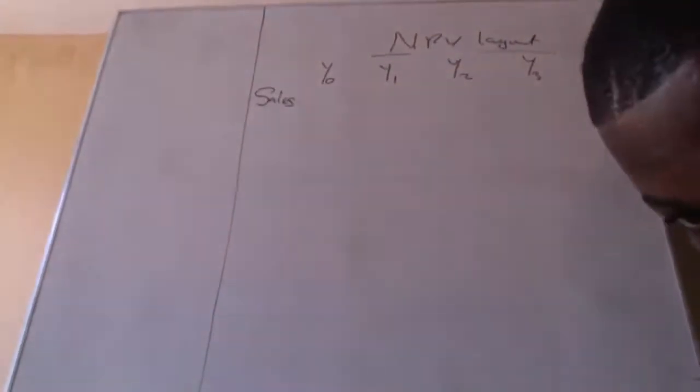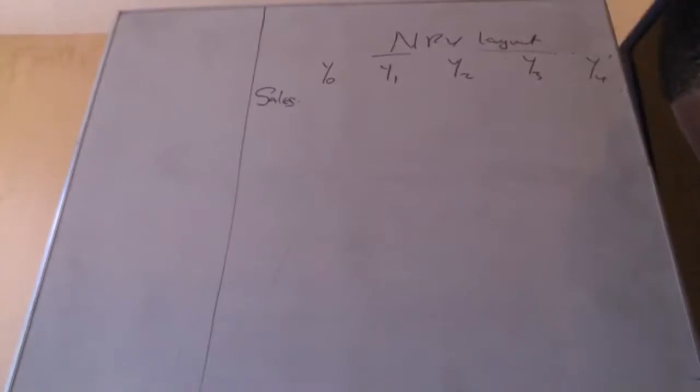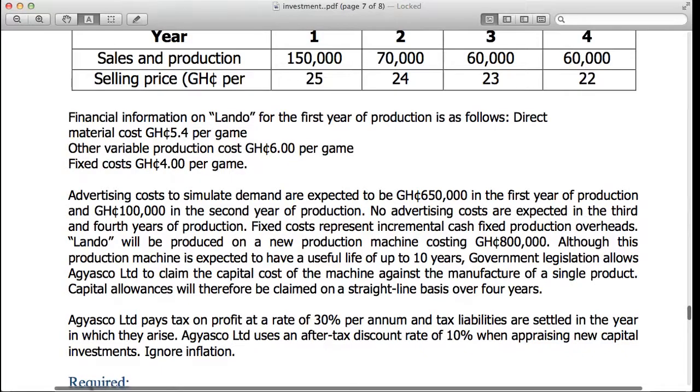Good. So now let's pick the sales revenue. The sales revenue will be, yes, you can capture this screen if you can do that. Those with PC can also do that. Those with phones can also do that. Good. Now sales revenue will be 150,000 by 25, 70 by 24, 60 by 23, and 60 by 22.